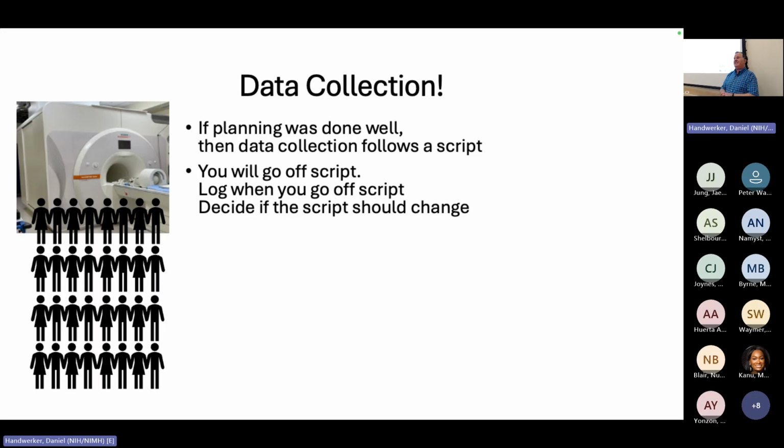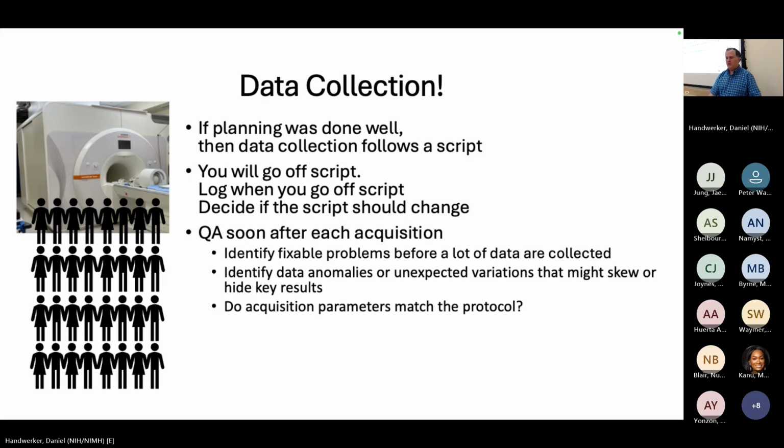Like I said in the example of EEG fMRI, if your script allowed the first 15 minutes to get the EEG cap on the person, and a lot of scans are taking 25 minutes, then you might say, okay, I have to change something to fit everything in. And do quality assurance after each acquisition.